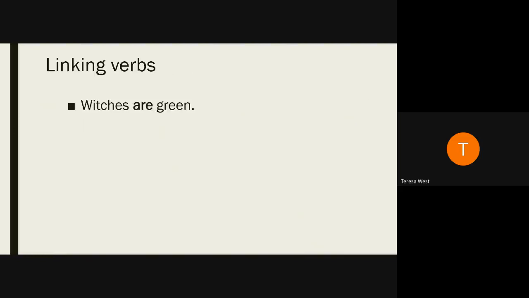Linking verbs. So this is kind of a different thing. Witches are green. So witches is going to be our subject. Are is not an action verb. It's a linking verb. It links to something else, right? In itself, witches aren't doing anything. It's not telling us anything. It's just are, right? So it's a state of being. So we do our subject. We do our verb, our linking verb in this case. And green is a subject complement.